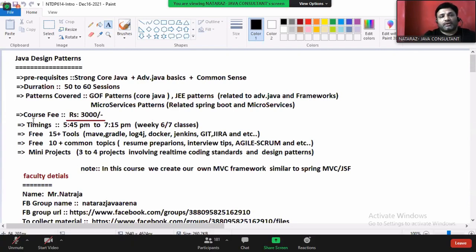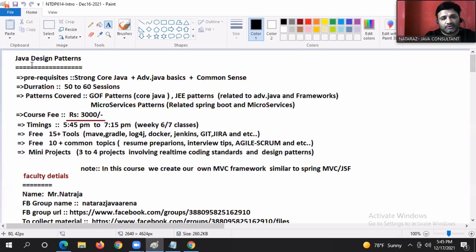Java design patterns is the course, guys. Prerequisites: strong core Java knowledge is required, advanced Java basics are required, and common sense is required. Duration is 50 to 60 sessions. Patterns covered: I will be teaching Gang of Four patterns, JEE patterns related to advanced Java and frameworks, and microservice patterns related to Spring Boot and microservices.